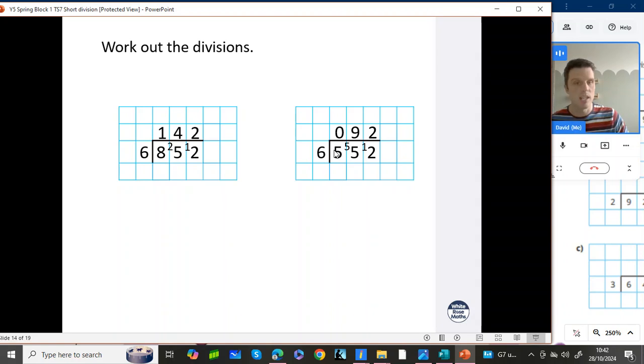So here you can't do 5 divided by 6. So we put a 0 on the top and we carry that 5 over. Now I would cross it out as well. I'd cross out this big 5 and write the little 5 there to show that it's been moved over. It's exchanged over. Then it was 6 into 55, which was 9. And then 6 into 12 is 2.